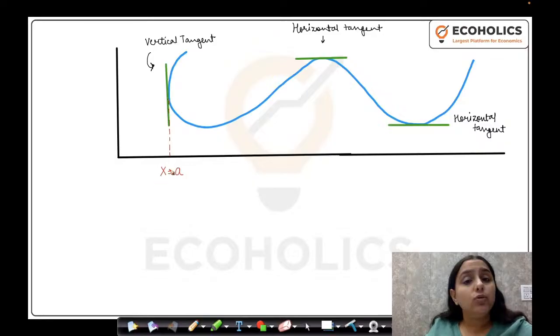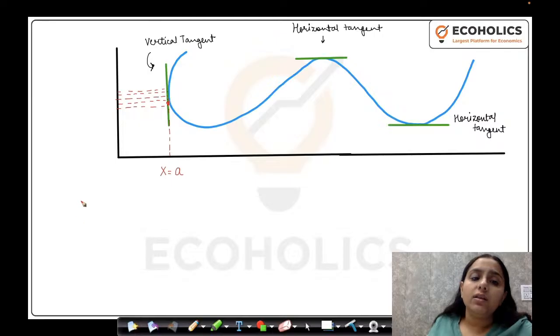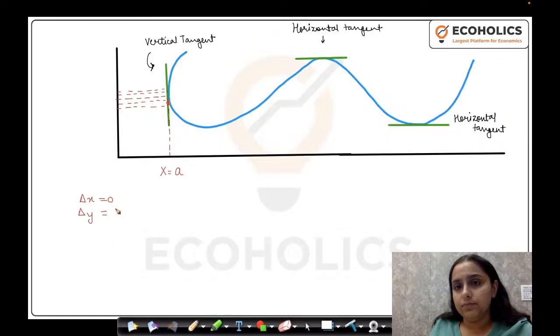When x is equal to a, I have multiple values for y. So even when the change in x is 0, the change in y is still there. It is still there. And what is derivative?